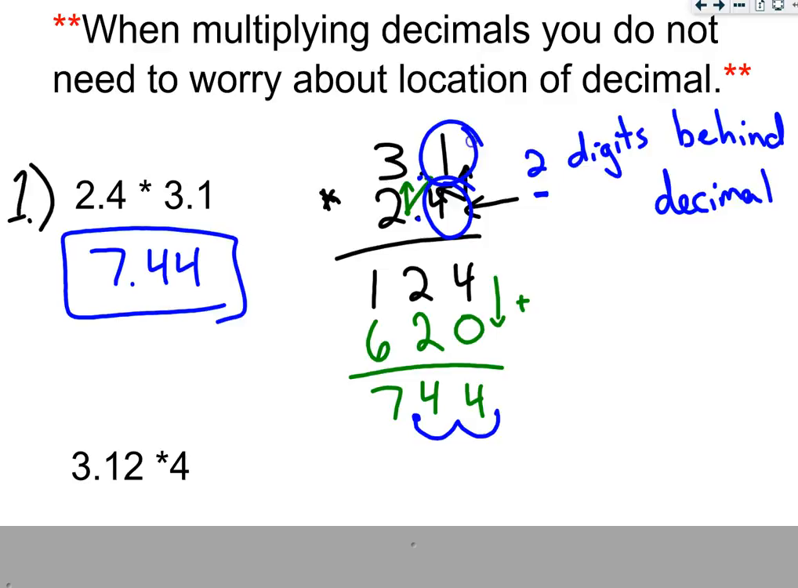All right, let's do the next one. We have 3.12 times 4. Again, make sure you put the bigger number of digits on top. So in this scenario, 3.12 has more digits in the number than 4. And remember, you do not have to line up the decimal. Notice the decimal with 4 is really right there. So once the numbers are in, without worrying about the decimal, go ahead and multiply.